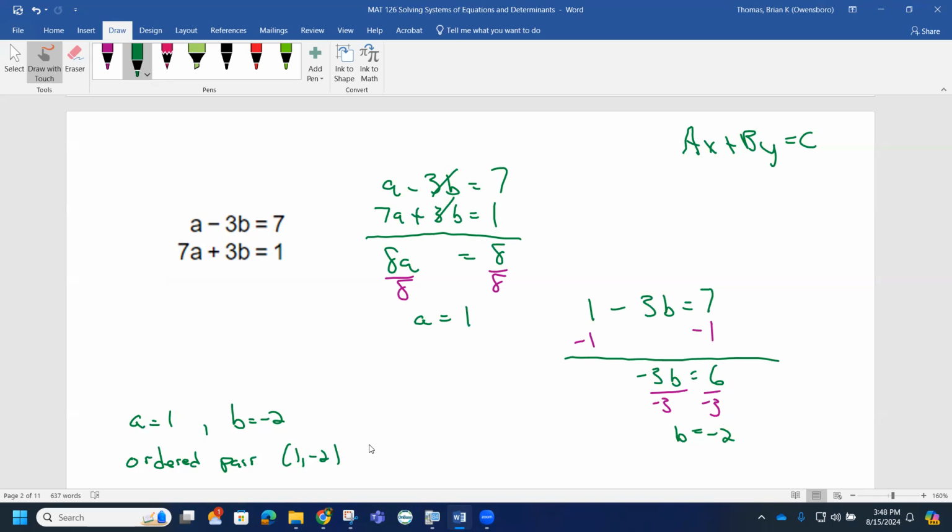That means there is just one solution. If there's one solution, sometimes we call this consistent and independent. So we have a little name for that as well. That means there's one solution.